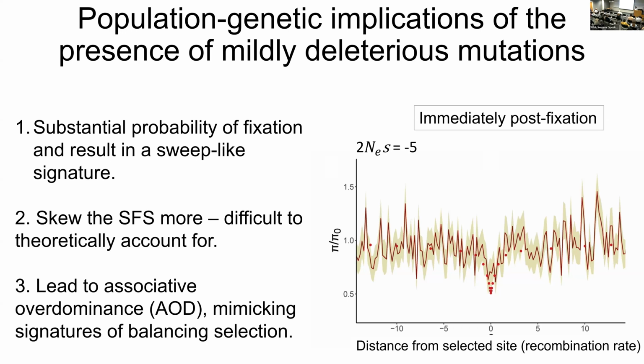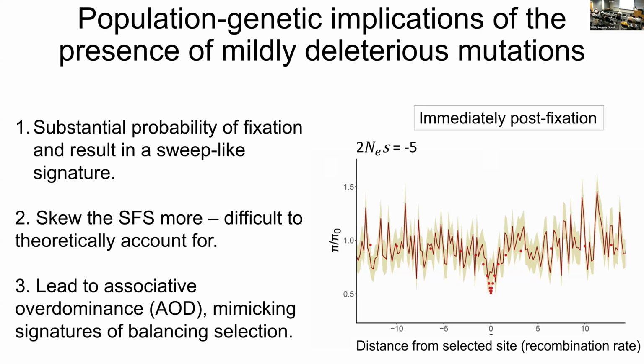The second implication of these mildly deleterious mutations is that they really do tend to skew the site frequency spectrum more. And it's harder to account for them, because theoretically we are not yet able to account for mildly deleterious mutations very properly. So it's harder to account for them theoretically, basically.